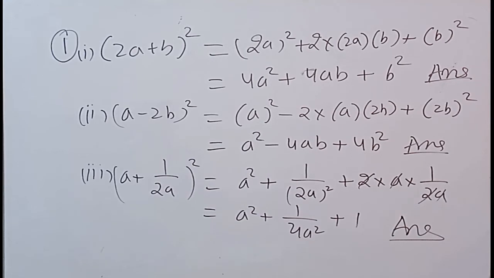Now I am going to take the third part, that is (a plus 1 upon 2a). Use the formula (a plus 1 upon a), that is a square plus 1 upon a square plus 2ab. So here a is a and b is 1 upon 2a. So write down a square plus (1 upon 2a) whole square, and plus 2 into a into 1 upon 2a. 2 cancels, and a cancels with a, which gives 1. So the answer is a square plus 1 upon 4a square plus 1. In that manner you can solve the sums of exercise 12b of the same type.